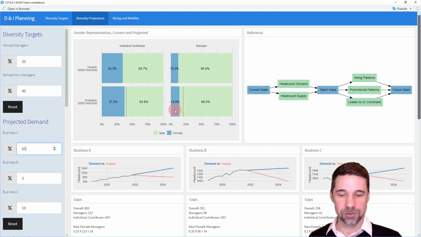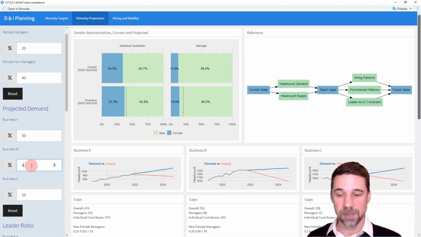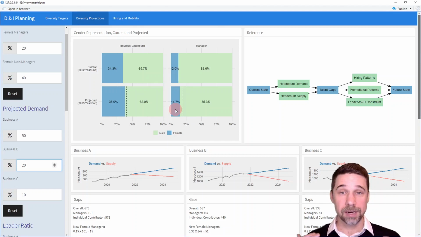Let's see if the same thing is true for business B. So we'll take business A back down to 50%, and we'll grow business B. Instead of 5% growth, we'll take it up to 20% growth. And now let's keep an eye on our managerial diversity. If we bump this up to 20% growth, managerial diversity actually increases. So instead of 14% female managers, we have 14.7%. So there's something about the dynamics within business B where growing that organization helps to improve gender diversity.